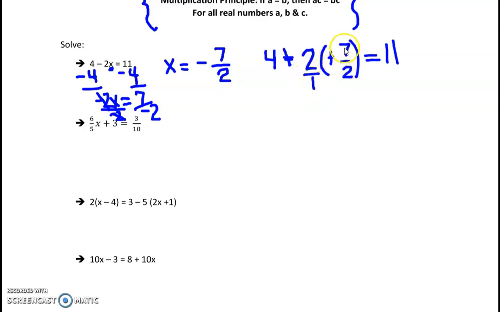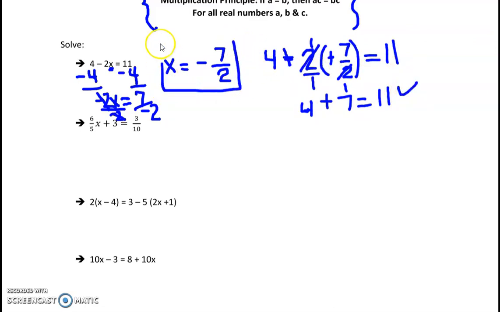Now over here on the left side, order of operations says that I do the multiplication first. And to multiply times a fraction, I'm just going to put the 2 over 1. The 2's cancel, and I'm left with 7 over 1, or just 7. So 4 plus 7 equals 11. And I know that that's true. Once you get to something that you know is true, your check is done, and the solution that you found is correct.